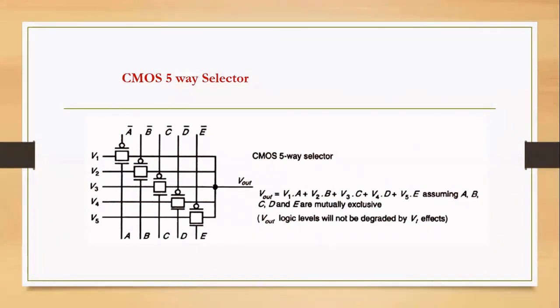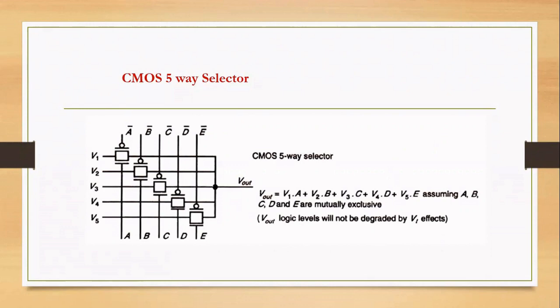In the next example, I am trying to implement a 5-way selector using transmission gates, which is called a CMOS 5-way selector. The left side inputs are the data inputs V1, V2, V3, V4, V5, which are applied to the pass inputs. The bottom control inputs are A, B, C, D, E, which are applied to the gates of NMOS transistors. The top control inputs are A bar, B bar, C bar, D bar, E bar, which are applied to the gates of PMOS pass transistors.